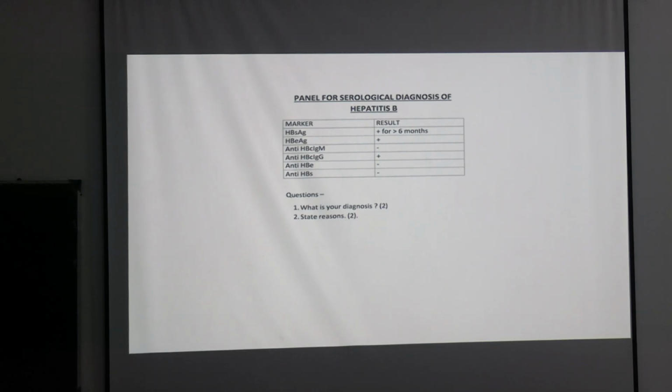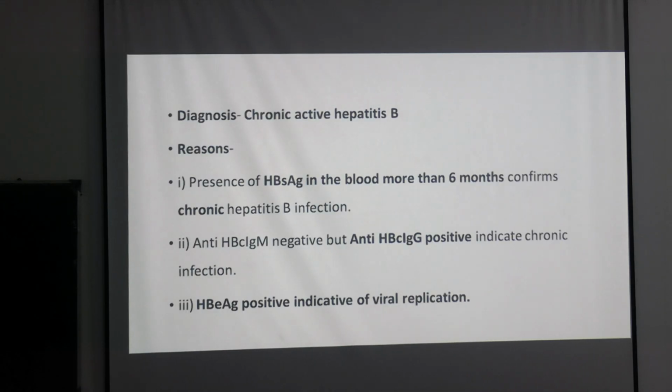কি হবে? ক্রনিক। শুধু ক্রনিক বলবে? ইমিউনিটি কি করে তোমার? HBe অ্যান্টিজেন প্রেজেন্ট, তাহলে অ্যাক্টিভ। So it is chronic active hepatitis B.